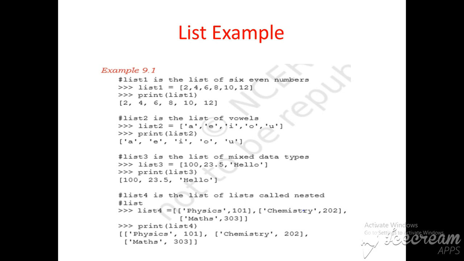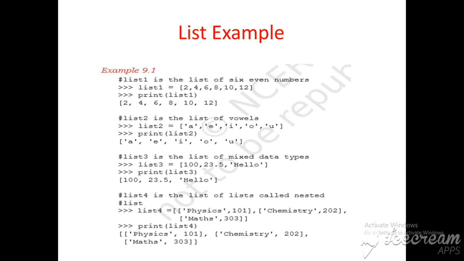So here are some examples. list1 is equal to 2, 4, 6, 8, 10, 12. Look at how a list is created by using square brackets, and each element inside the list is separated by commas. list1 is equal to square bracket 2, comma, 4, 6, up to 12. When we print list1, we get that list directly. Then we can also make a list of vowels, like list2 is equal to a, e, i, o, u. Here all the vowels are separated by commas. Those are strings, so inside that a, e, i, o, u should be in quotes.